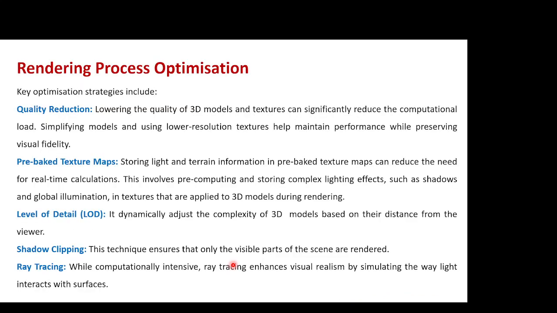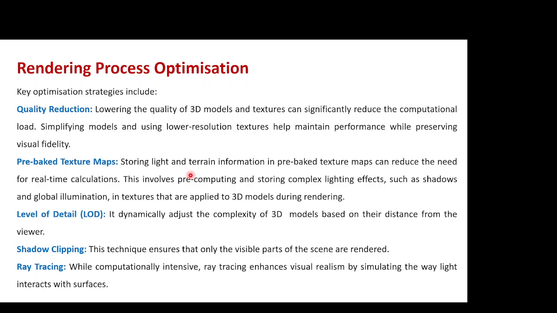Rendering process optimization. To optimize the process, first let's learn about quality reduction. Lowering the quality of the 3D model and texture can significantly reduce computational load. Simplify, so less quality of data is required. That is why we sometimes ask whether this particular application will be required for a low resolution purpose or high resolution purpose, right? So simplifying models and using low resolution textures help maintain performance while preserving visual fidelity.